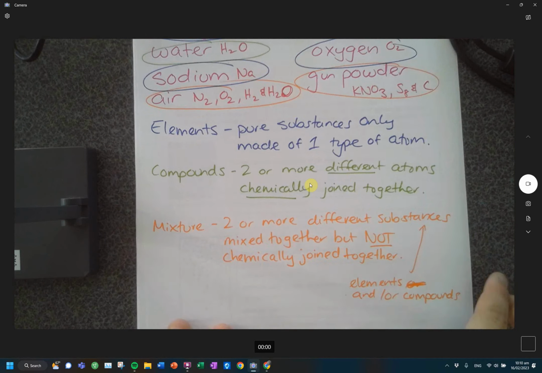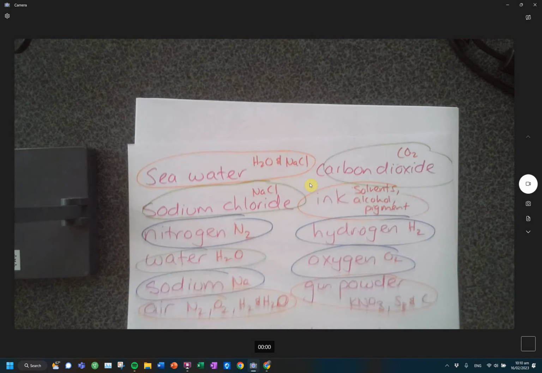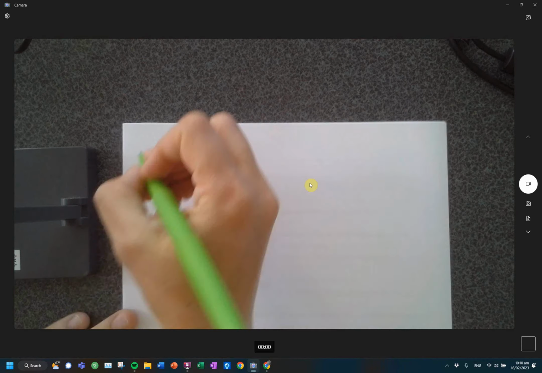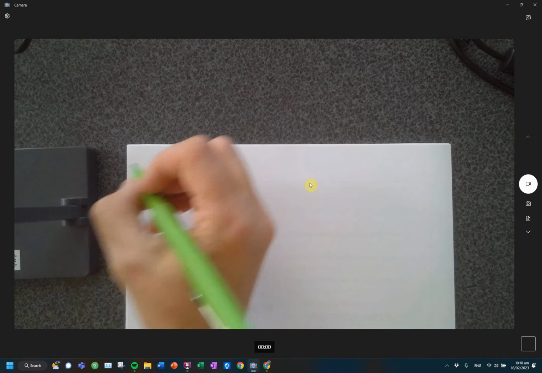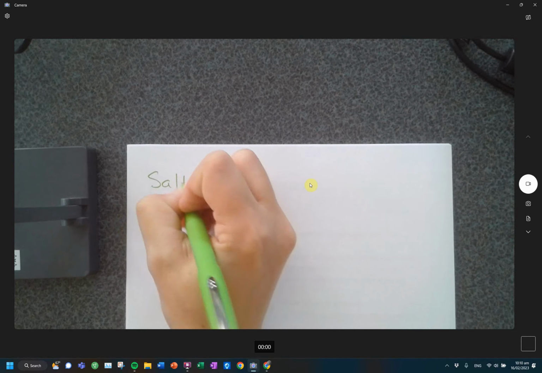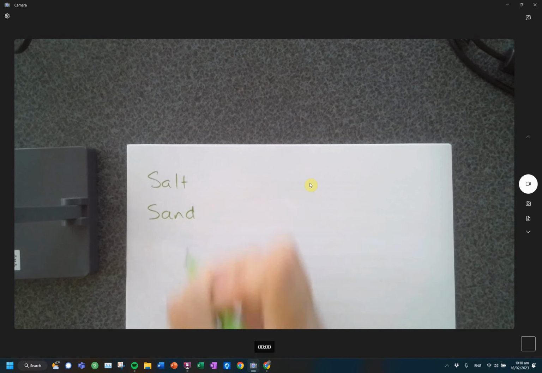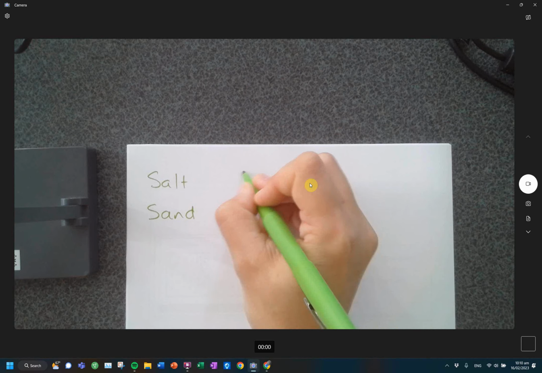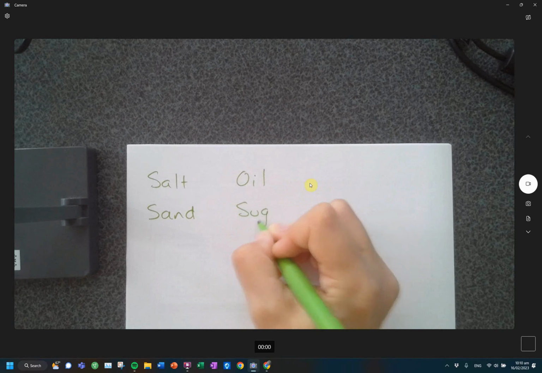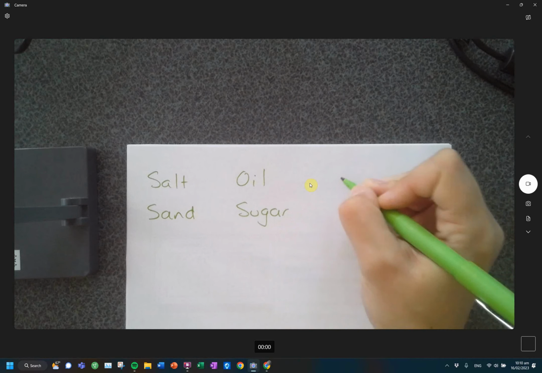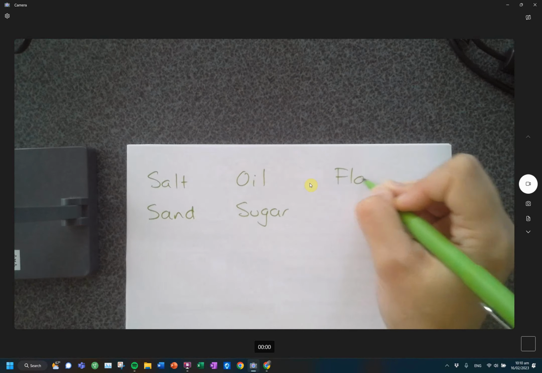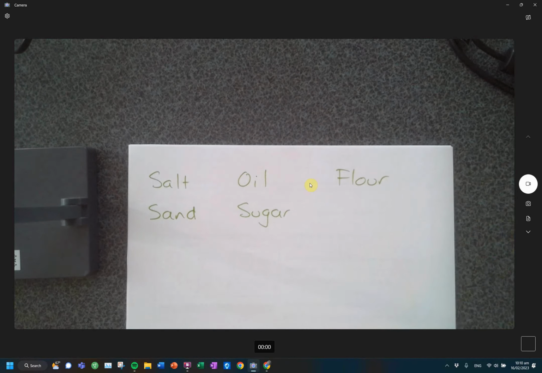All right, round 2, vocab detective. 2 new words that I want you to know. Here's my list. My list is a little bit shorter this time. Here are our words. We're doing it again. 2 new words, only 2 groups. Okay? Salt, sand, oil, sugar, and flour. What is that, 5? Those are my 5 words.